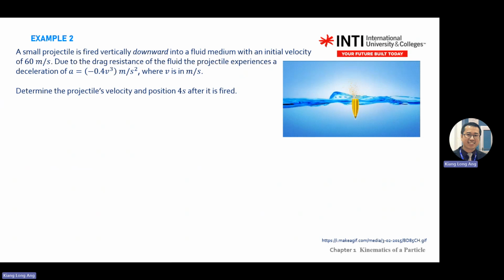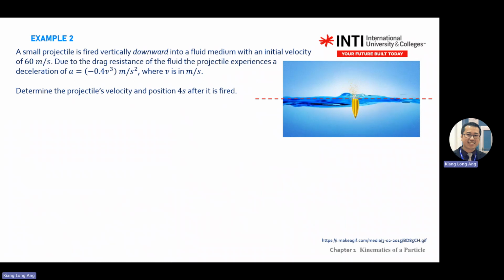So when the question mentions that acceleration is constant, then straight away you don't need to look at this one; you apply this. Okay, the question tells you that the projectile goes into the fluid medium, and initial velocity is given, meaning V0 is given. Due to the drag resistance, the projectile experiences a deceleration of a equal to minus 0.4 v squared m/s squared.